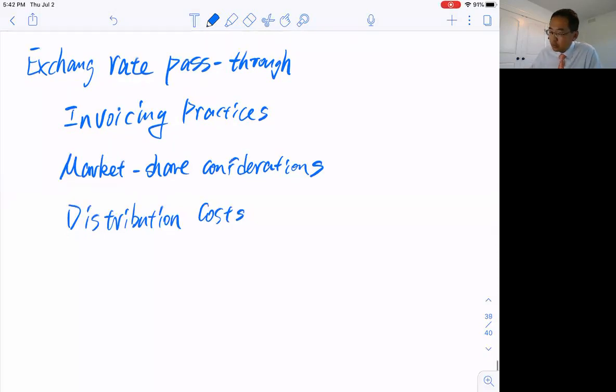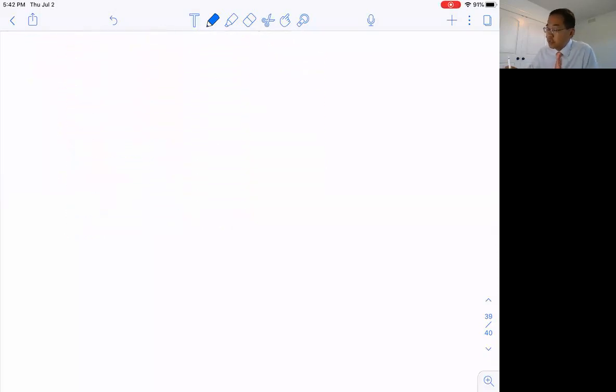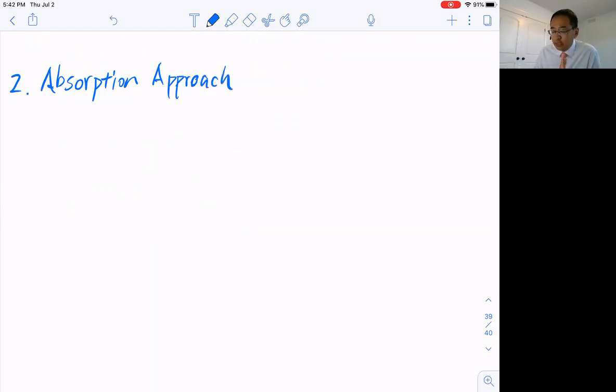Okay, let's talk about the absorption approach. Again, this is to look at if depreciating your currency will help you with your trade balance, just from a different angle. Now we want to look at the impact of depreciation on spending behavior in your domestic economy and how that influences the domestic spending on trade as well, okay?